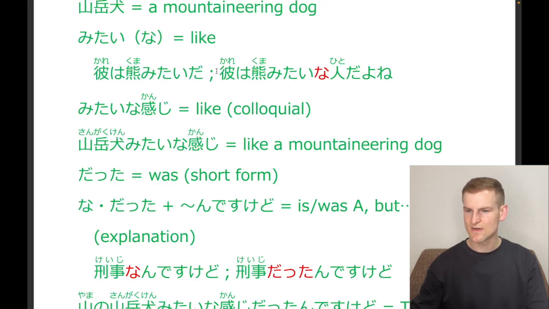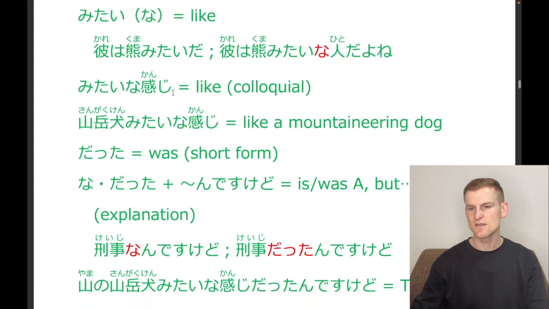If you want to use the phrase preceding mitai to modify a noun, you can use na to connect it to a noun. So 彼は熊みたいな人だよね. 人 is person, and 彼は熊みたいな, he's like a bear, right? So he's a person like a bear. Sounds a little weird in English, but it works perfectly in Japanese. 彼は熊みたいな人だよね.